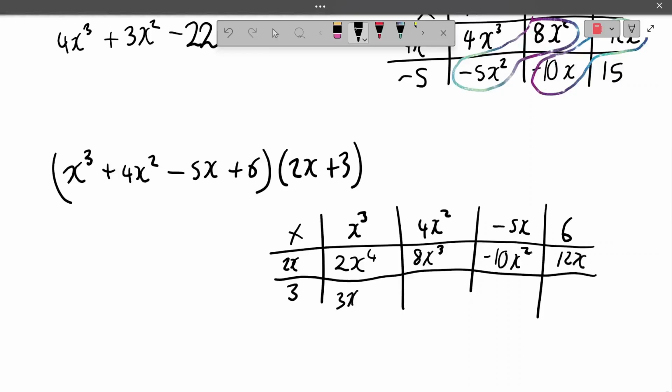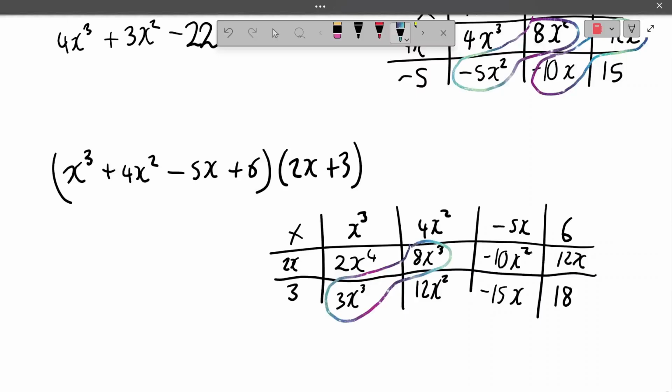Here we have 3x cubed. Then you end up with 12x squared, because 4x squared times 3 is 12x squared. Minus 5 times 3 is minus 15x. And 3 times 6 is 18.